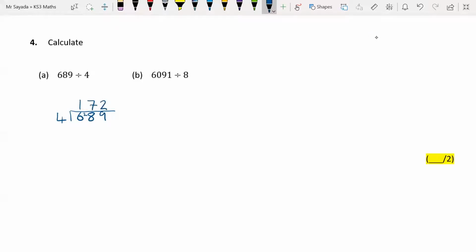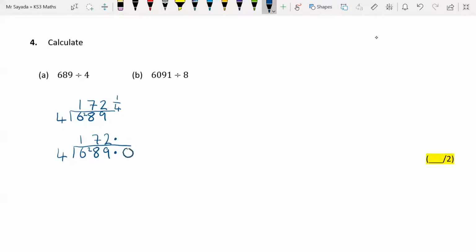We have 2 choices of what to do with that 1. We can either put that 1 above the 4 to make 172 and 1/4, or we could leave our answer as a decimal. Now, to leave our answer as a decimal, we do things slightly differently. All the first steps are the same, but now that remainder 1, we put an extra decimal point. Remember to put it inside the bus stop and in your answer.